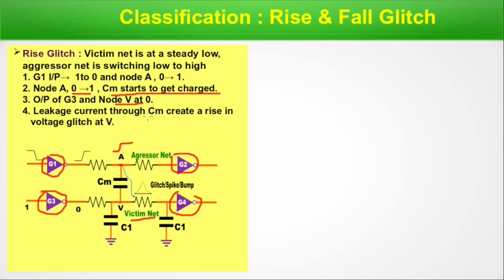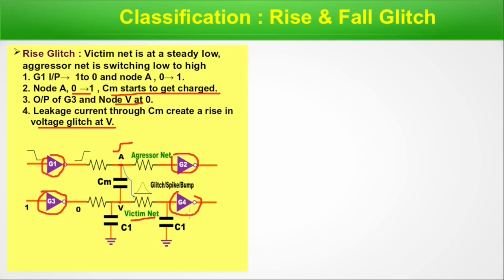Leakage current through that coupling capacitance creates a rise in voltage, a glitch, at V. So at this point it's 0, so if we measure voltage across this resistor, although it should be at 0 state, a glitch or spike or bump occurs. That is the rise glitch.